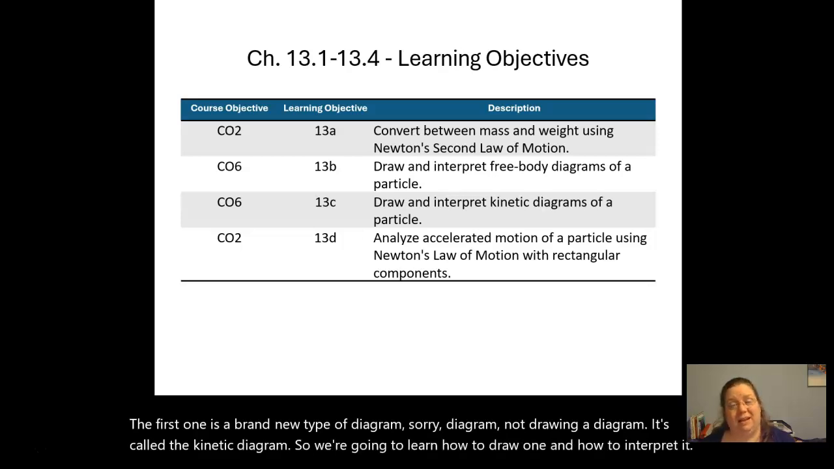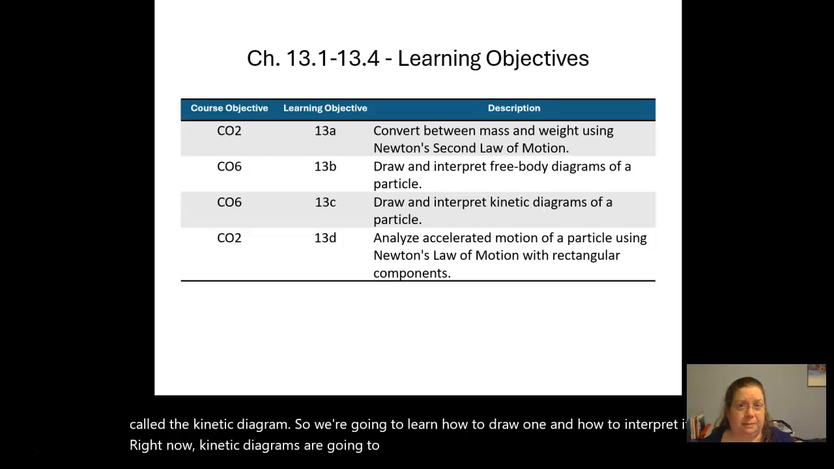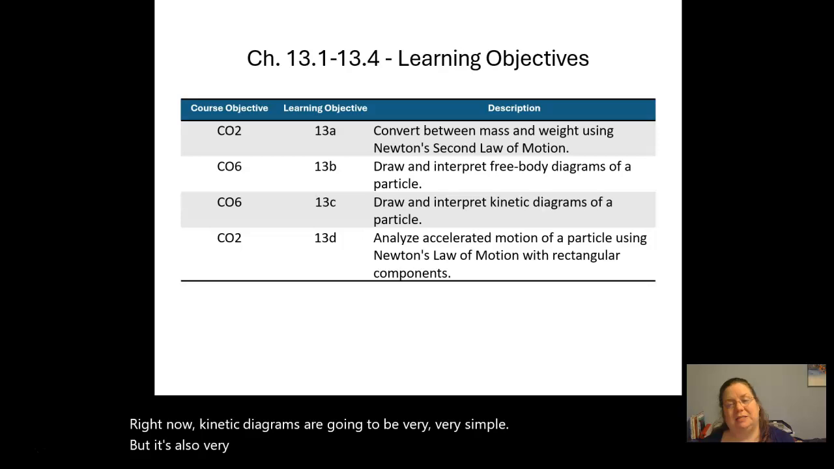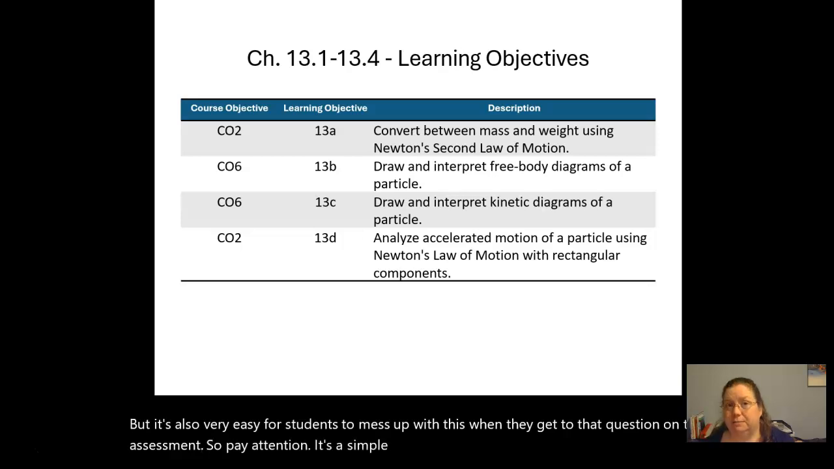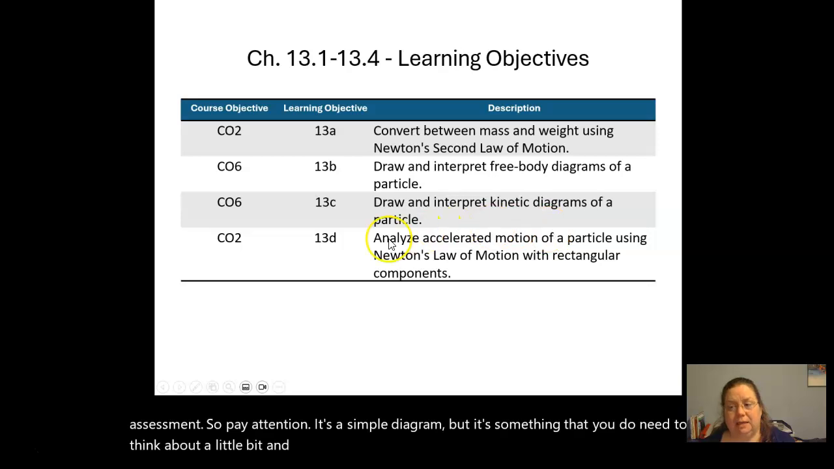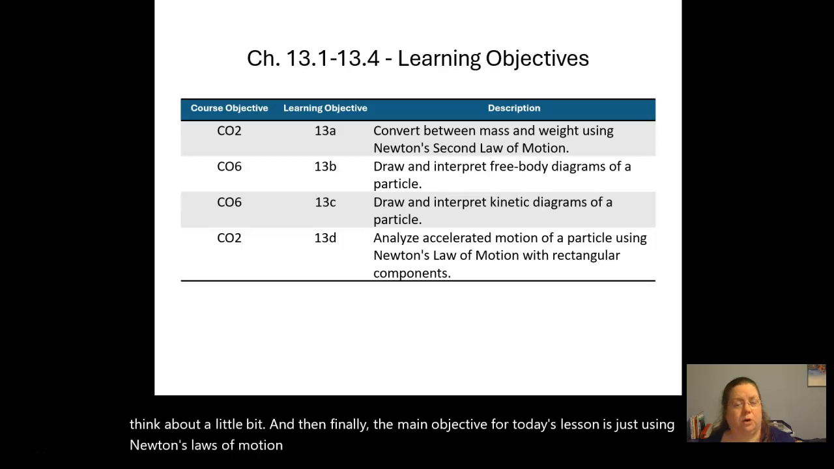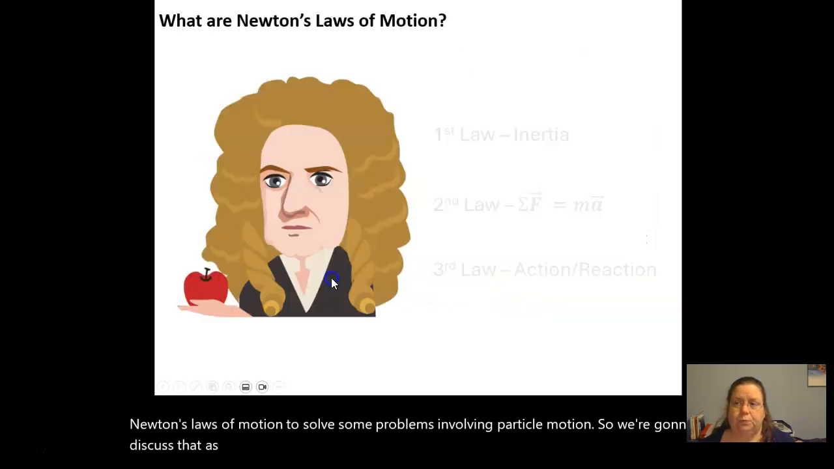Right now, kinetic diagrams are going to be very, very simple, but it's also very easy for students to mess up with this when they get to that question on the assessment. So pay attention. It's a simple diagram, but it's something that you do need to think about a little bit. And then finally, the main objective for today's lesson is just using Newton's laws of motion to solve some problems involving particle motion. So we're going to discuss that as well.